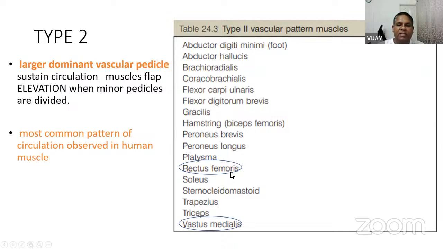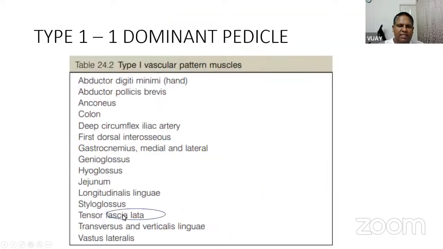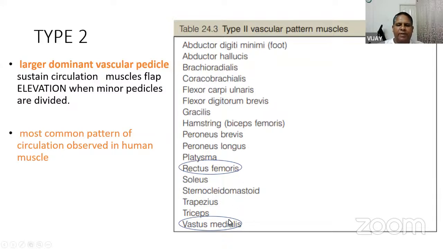If you see in the thigh, rectus femoris and the vastus medialis are type 2 flaps, whereas the tensor fascia lata and the vastus lateralis are type 1. The rectus femoris and the vastus medialis are type 2, and even the trapezius and the triceps muscles are type 2 muscles.